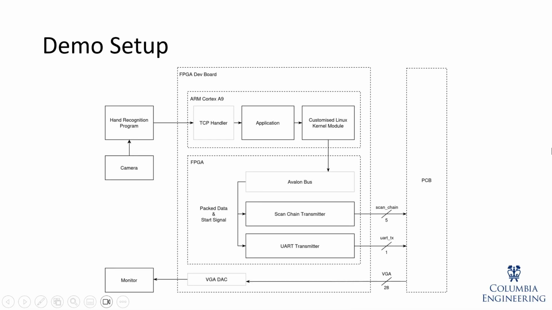Our testing and demo plan is shown in the diagram. The software is running on the Linux kernel to load the 3D model, listen to the keyboard or camera, and send out the configuration data to the transmitter. And here we use the FPGA hardware as the UART and scan chain transmitter to our chip. And we also use the VGA DAC module to receive the output from the chip and to drive the monitor. Now let's show you our demo.